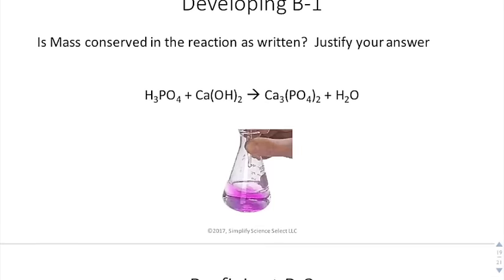Okay, it says, is mass conserved in the reaction as written? Justify your answer. So if you look, we need to start by counting what's on both sides. And you should be able to recognize pretty quick that it's not. And the reason being is I have two hydrogens and I have three hydrogens. So I have an imbalance right away. I have one calcium and I have three calciums. So mass is not conserved as written. Instead, what this is going to do is offer me the opportunity to balance my chemical equation to make it justify the conservation of mass, which we'll learn a little bit later.